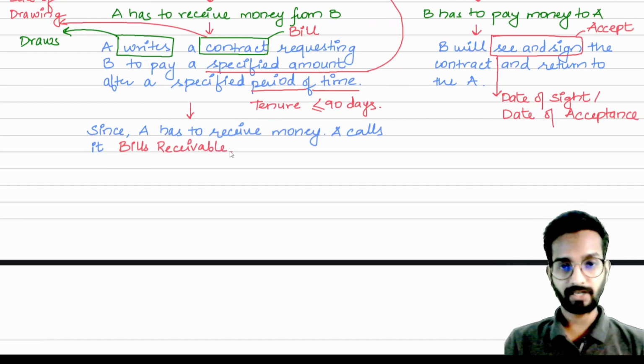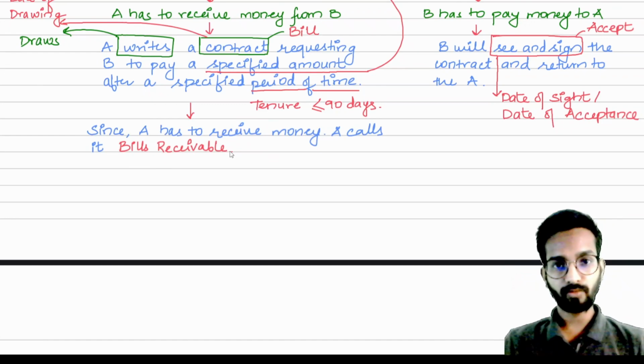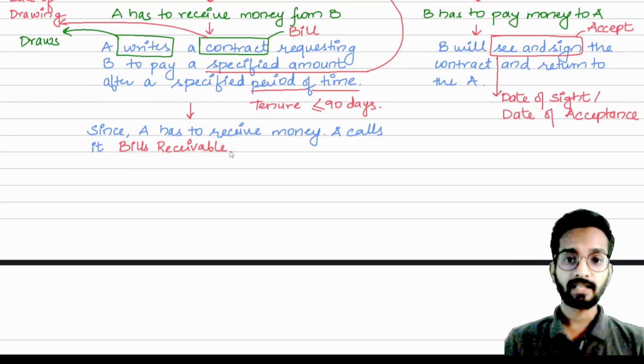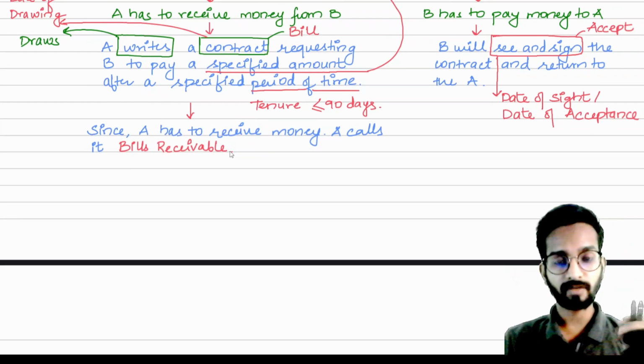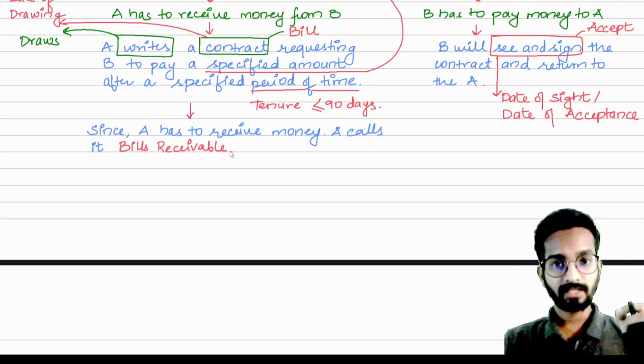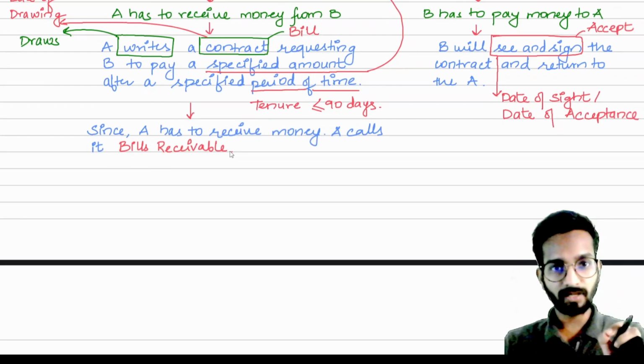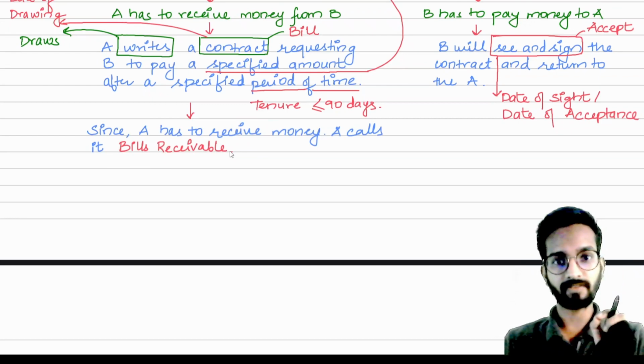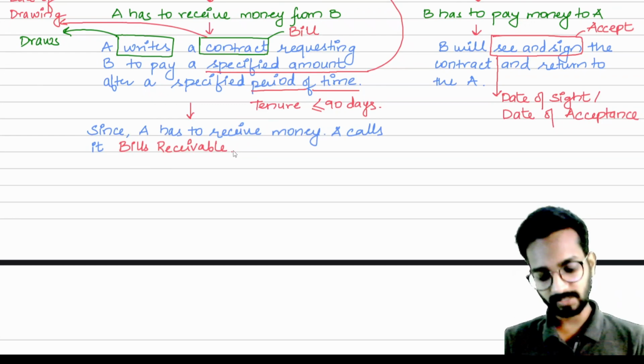Understand? A did not receive the money. What did A do? A made a bill. He got it signed from B. Now A knows that that particular document will provide him money in future. So for A, it is an asset. A has to receive money from that bill. That's why A calls it bills receivable.